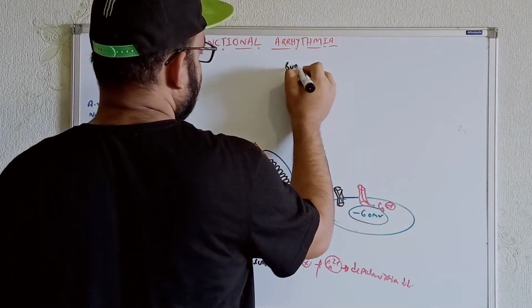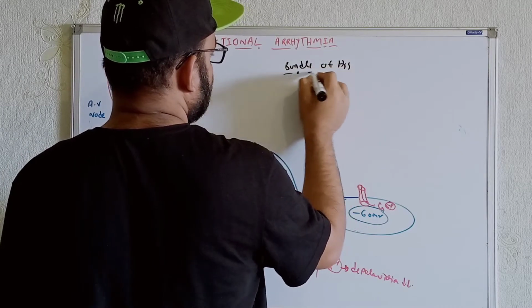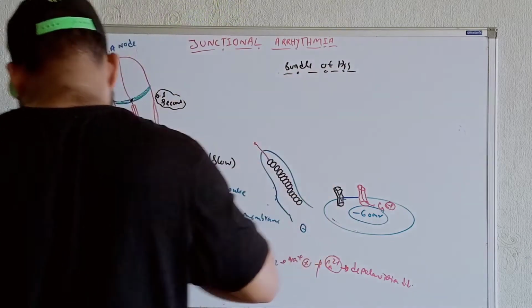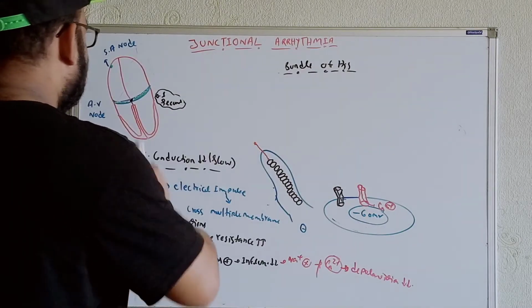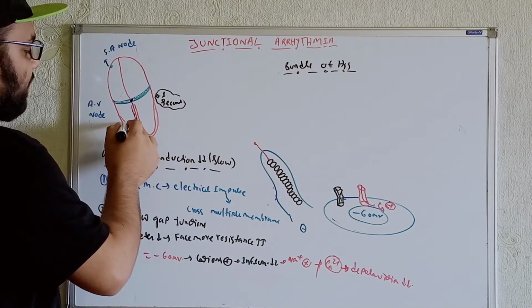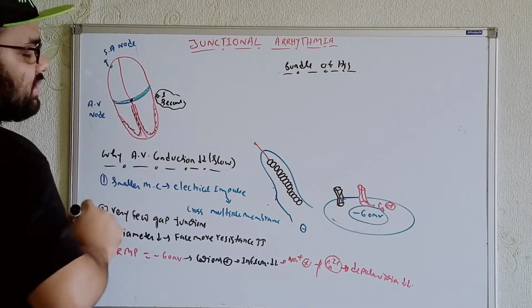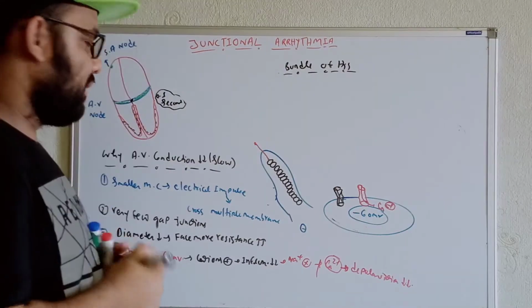So the bundle of His, why will we get more velocity over here? Now, if I try to understand the bundle of His, the Purkinje fibers, and the ventricular myocardial cells, all of these things are made up of Purkinje cells. Don't get confused with the Purkinje fibers. I am repeating once again.